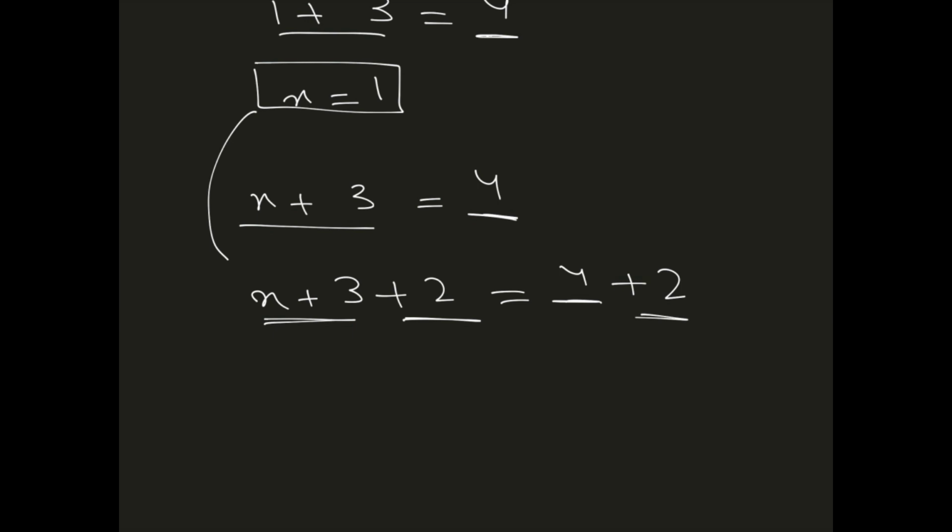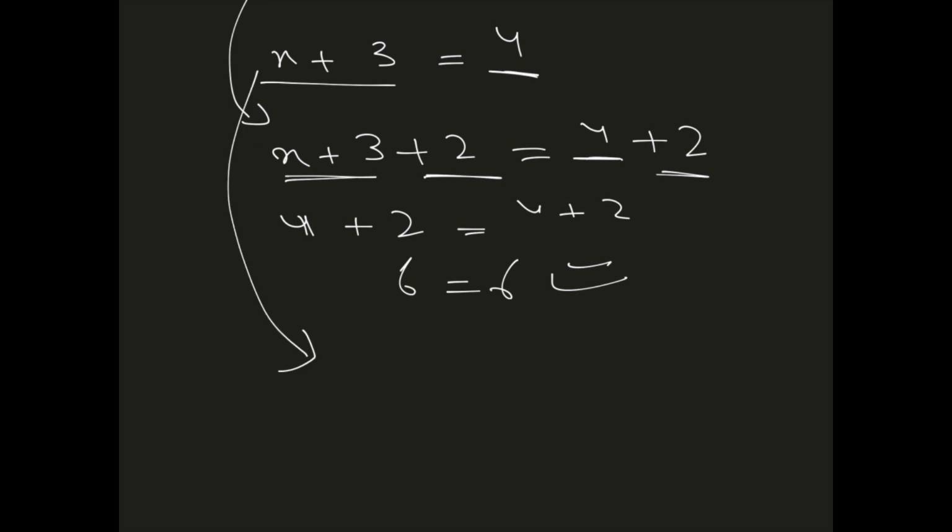So in this case, x was equal to 1, right? So 1 plus 3 is 4. So 4 plus 2 is 6 and 4 plus 2 is 6. So 6 is equal to 6. So this will be true. So whatever we do on the left hand side, we have to do the same thing on the right hand side of the equation.